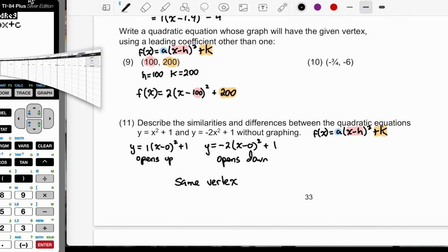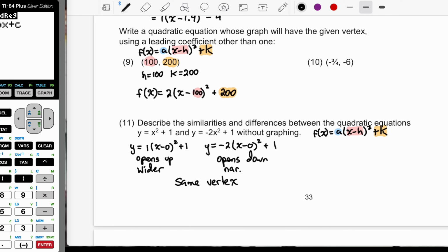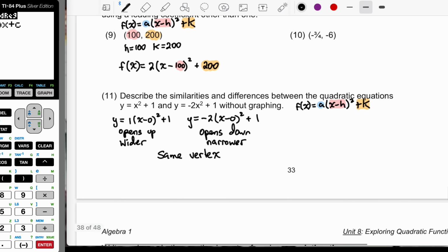So this one is going to be wider, and this is going to be narrower. But they will have the same vertex, because the only thing that differs between the two of them would be the a value, and the a value just talks about the width based off of the 1 unit slope. And its direction. So it's not asking if it's positive or negative, it's just asking which one has a bigger slope. Yeah, basically, yeah.